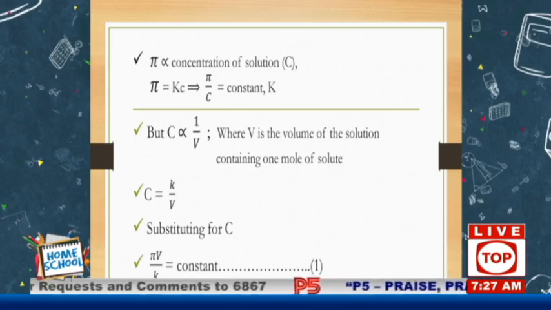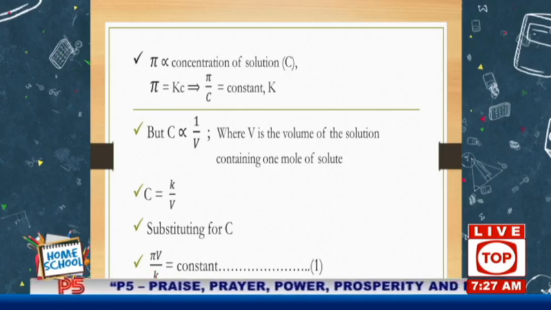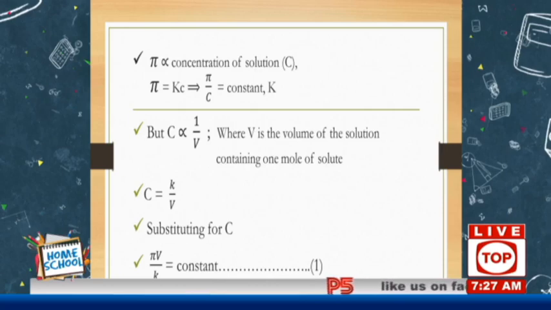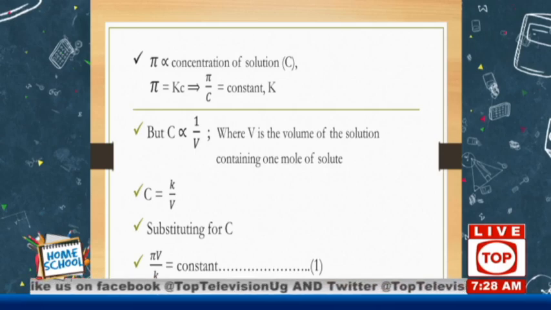You say pi equals Kc. When we make K the subject of the formula, what do we get? We get pi divided by C, which is the concentration. Okay? However, we have that concentration is inversely proportional to volume. So we shall say, if we remove the proportionality sign, C is equal to K over V. C is equal to K over V. And when we substitute for C, we shall get that expression.